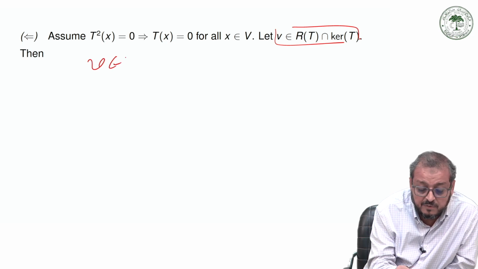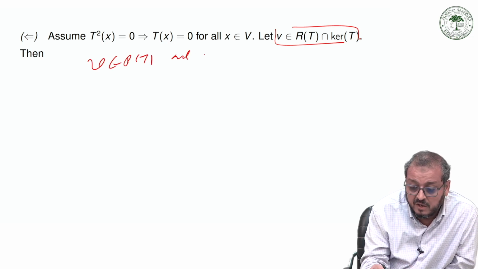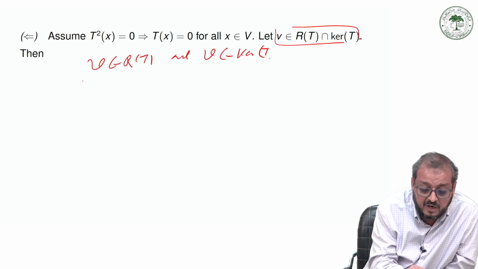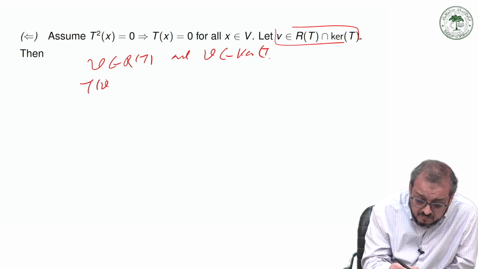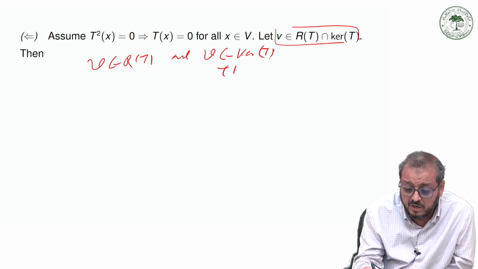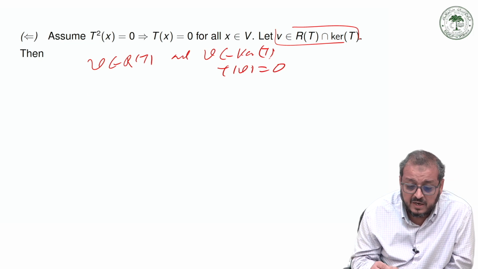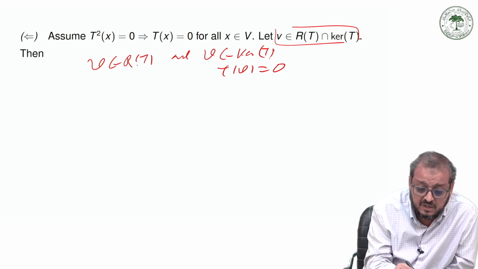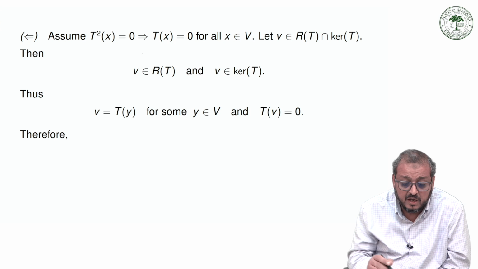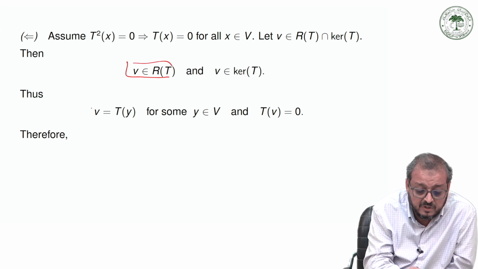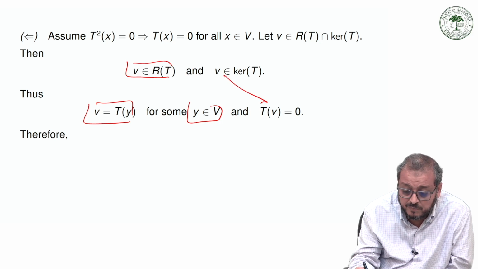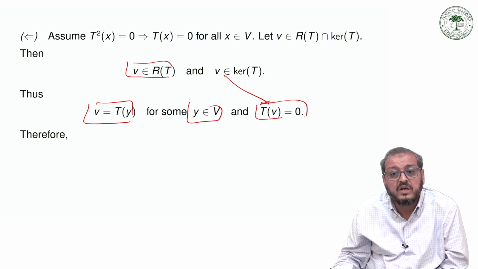So this means v is an element of the range of T and v is an element of the kernel of T. If v is an element of the range of T, this means v is T of something, and since v is in the kernel of T, we have T of v equal to 0. So v is an element of the range of T, and then v equals T of some y, where y is an element of V, and by this property we can say that T of v is equal to 0.